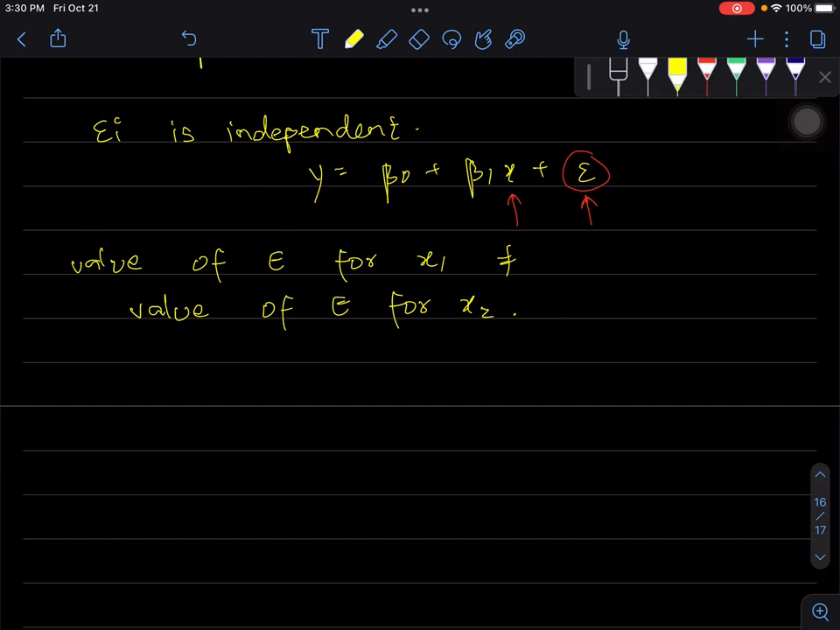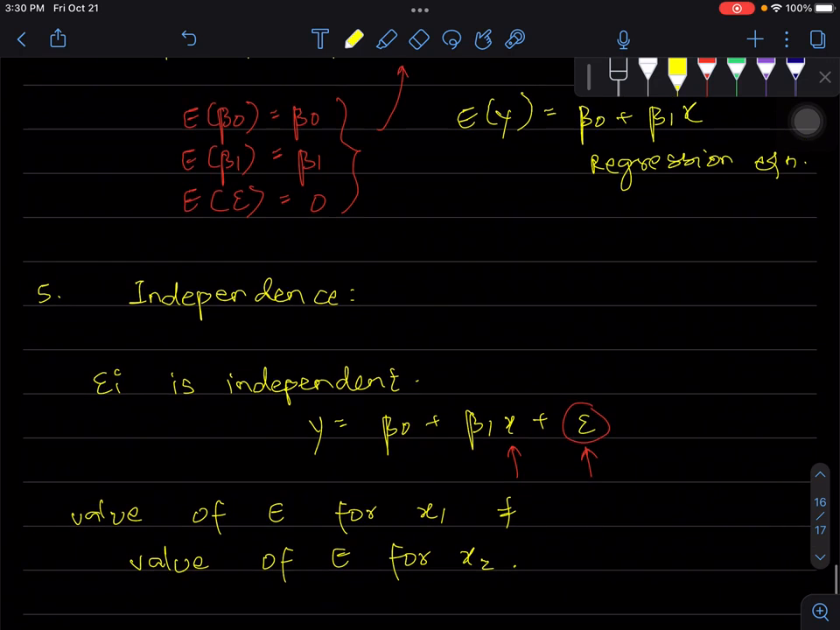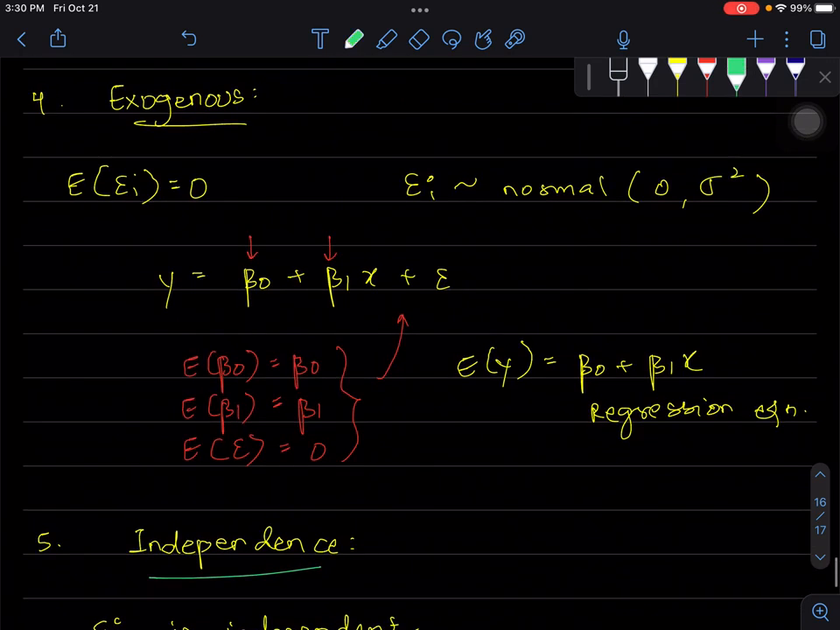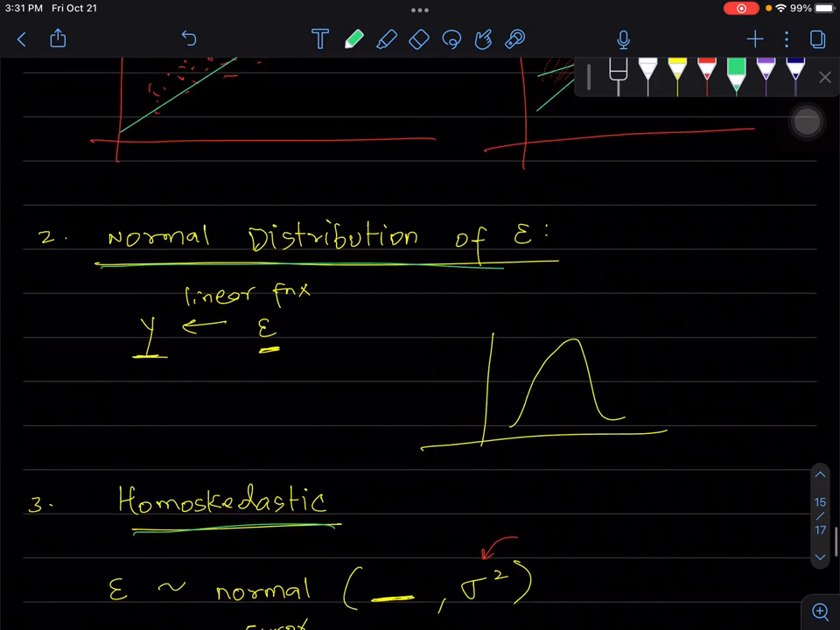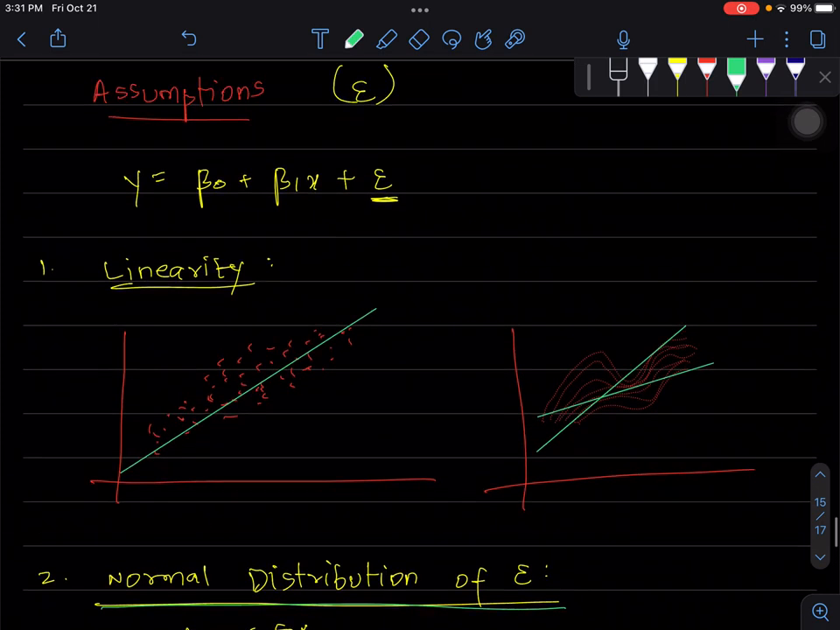So those are the assumptions that we have for the model: independence, exogenous, homoscedastic, normal distribution of epsilon, and linearity.